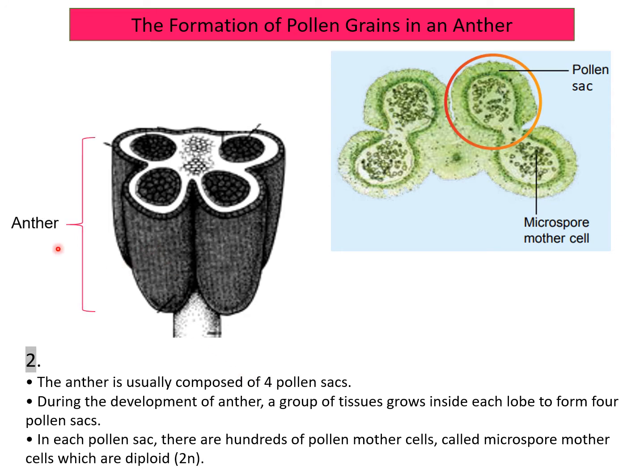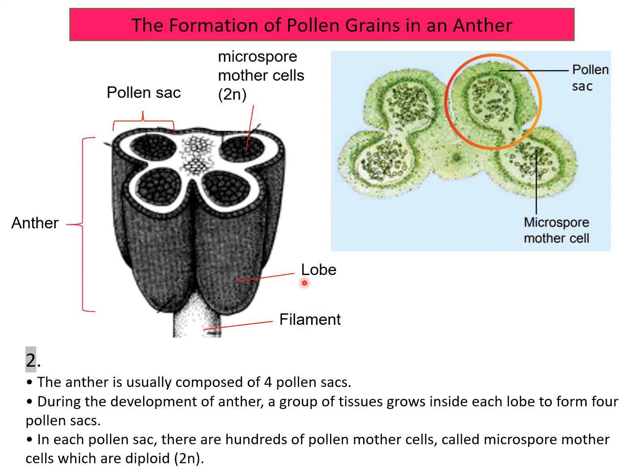Okay, this is another diagram. This is the anther. The whole part is the anther, and one part of this we call the pollen sac. Okay, this is the filament. This is the lobe, and then this is the microspore mother cell, which is diploid. Then another diagram, the pollen sacs, and this is the microspore mother cell. The anther is usually composed of 4 pollen sacs, okay, 1, 2, 3, 4.